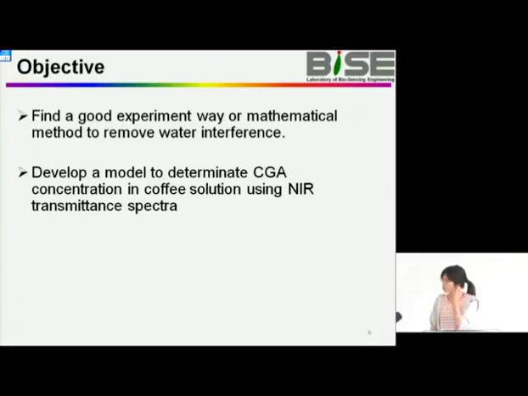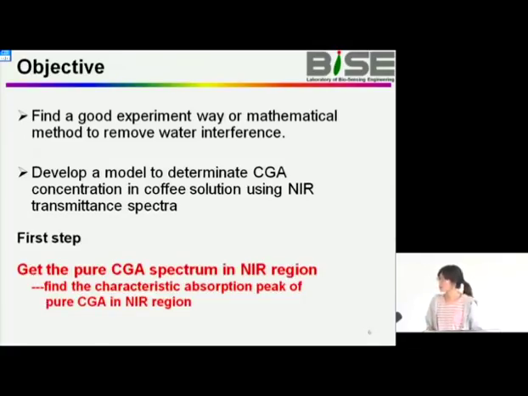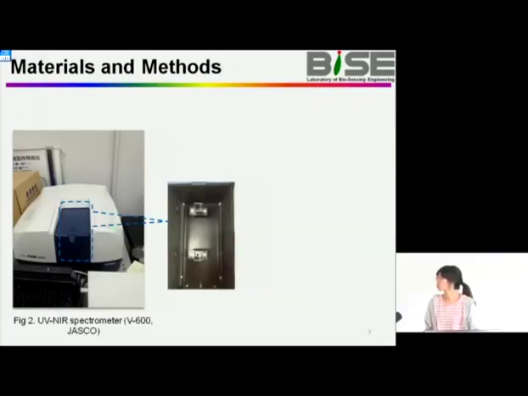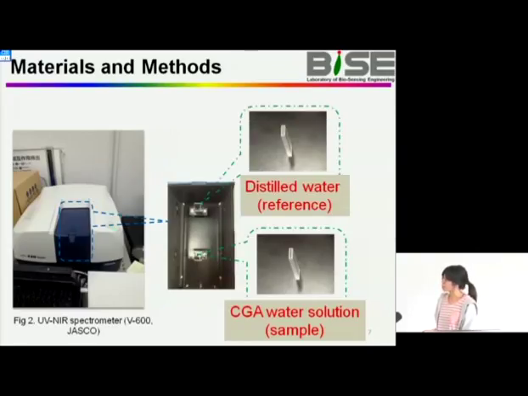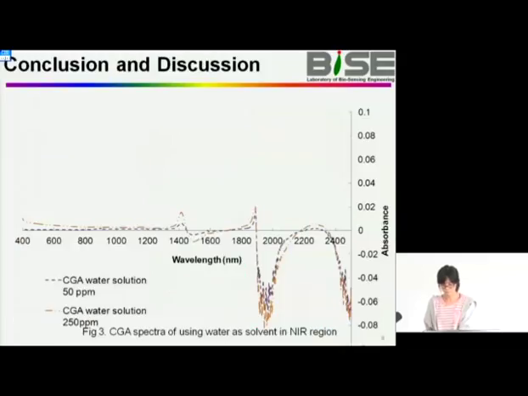Before I measured coffee solution, the first step was to measure the pure CGA solution in the NIR region to find the characteristic absorption peak of pure CGA in the NIR region. This is the device I use in my experiment, a UV-NIR spectrometer. Inside it contains 2 beams. One is for sample detection and one is for reference. In this experiment, the sample is the CGA water solution, and for the reference I chose pure distilled water. Then I get the CGA spectrum.